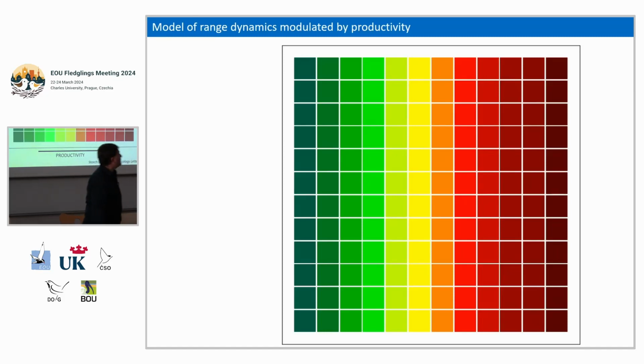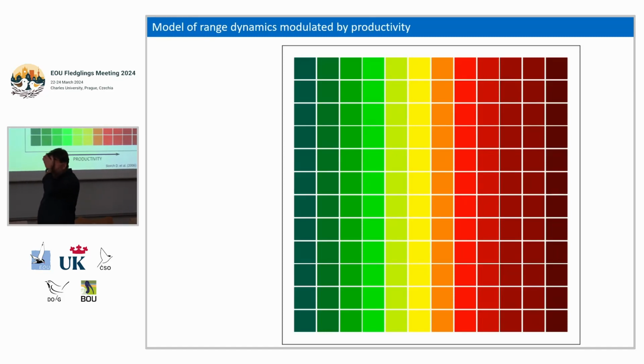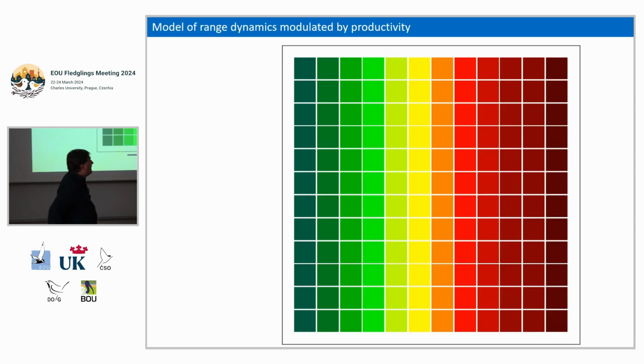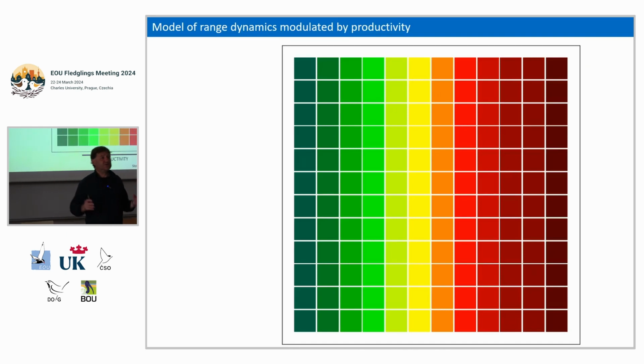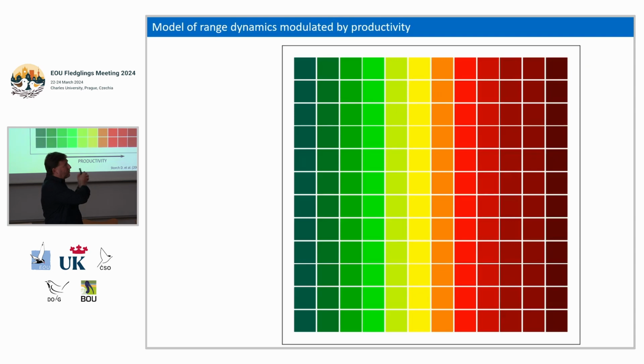Almost 20 years ago, I realized one thing, that we can recover patterns of bird diversity by a simple geographic model, which basically assumes that species have some ranges, species spread in space.